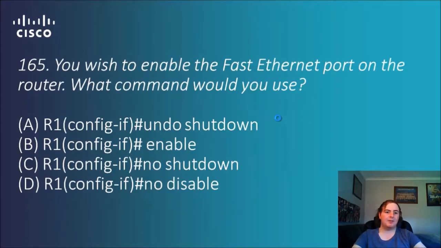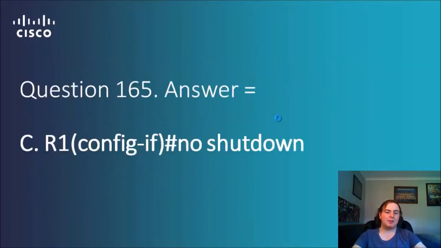That's how it's done. 165, you wish to enable the fast Ethernet port on the router. What command would you use? Now, if you listen to what I said earlier, you might be able to grab this one. To disable it was shutdown. The opposite will be no shutdown. So that gives us C as the answer.